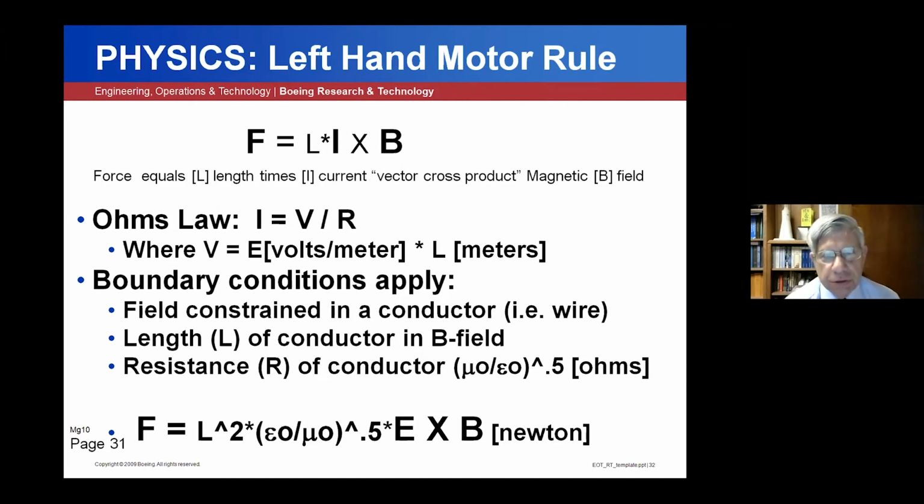So you plug in those modifications and you get the same thing: L squared, which is the distance or length, depending on what direction you're going, square root of epsilon over mu, E cross B in newtons. So there's two ways you can derive the force equation from E cross B.